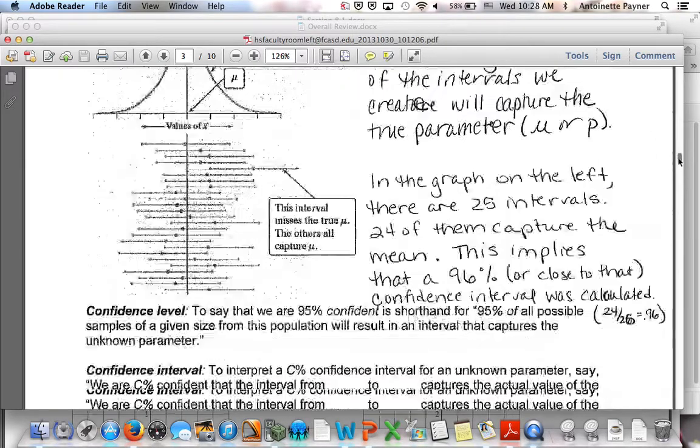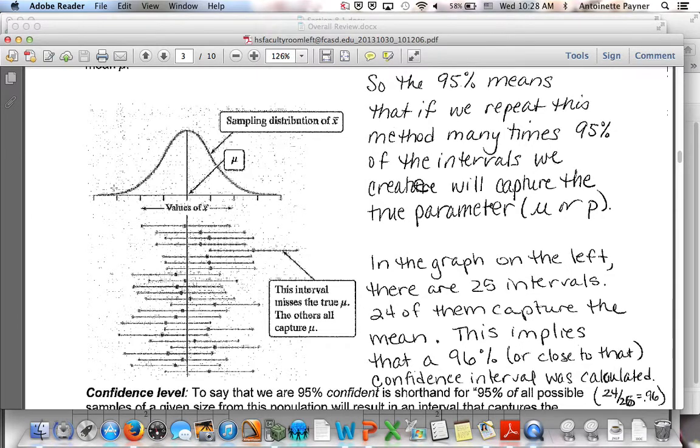If you take a look at this picture down here, here are all the possible values of x bar. This is my sampling distribution, like we did with our pennies, when I had you draw all those little x bars. There's the actual mean. When I create an interval, here's one interval, here's another, here's another, here's another. This fifth interval, the x bar for this sample was right about here. When we created an interval, it spanned that area there, and it didn't capture the actual population parameter. The other ones have all captured it based on the x bar for their sample. So when I say that I'm 95% confident, it just means that if I repeat this method many times, 95% of the intervals we create will capture the true parameter, mu or p.